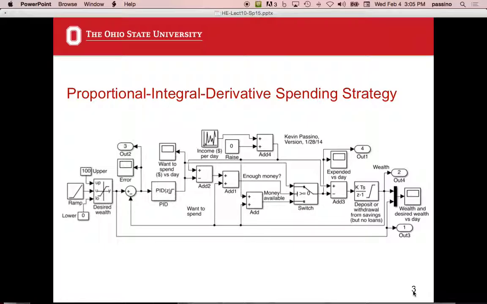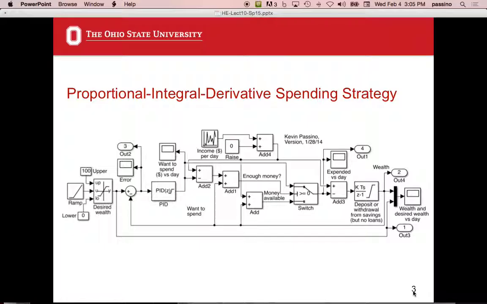So coming out of there on this little arrow is the wealth, okay? Don't worry about these outs. Those are just sending data out into the MATLAB workspace, so ignore that. There's a scope right here that will plot. Well, first, this signal here also comes clear over to this other side. That's desired wealth. I'll talk about that block in a second. It brings those in. This is called a multiplexer, as I mentioned before. So there's two signals in, one signal out. The scope will have two signals.